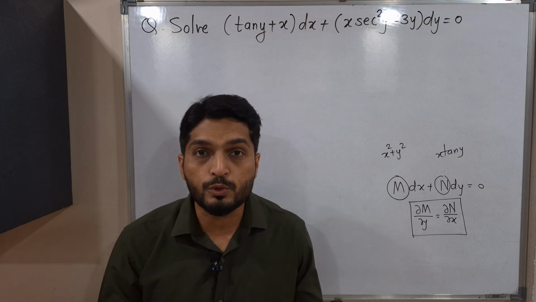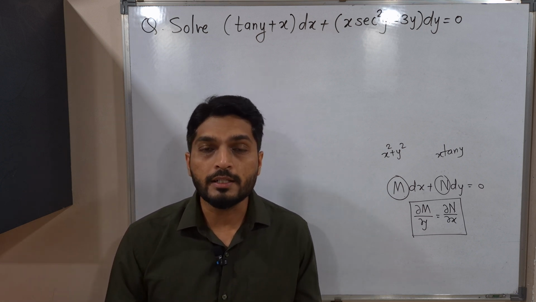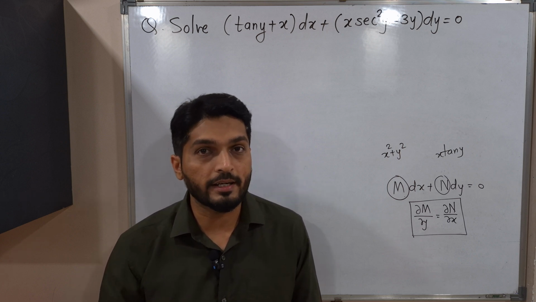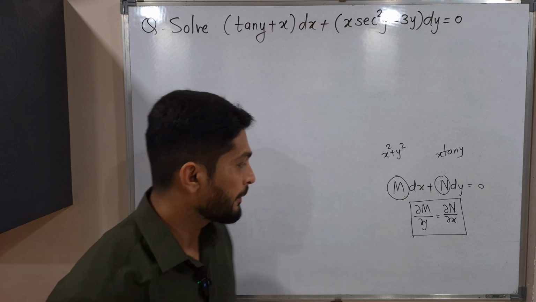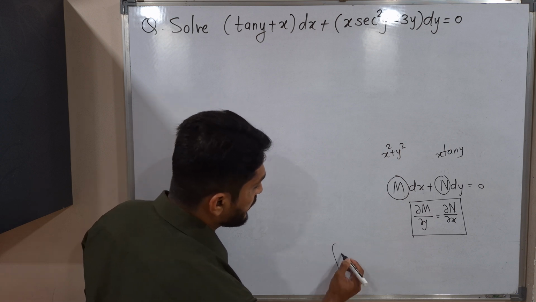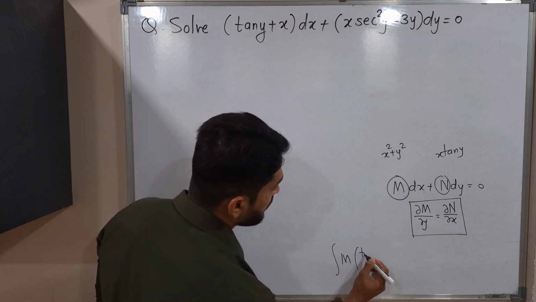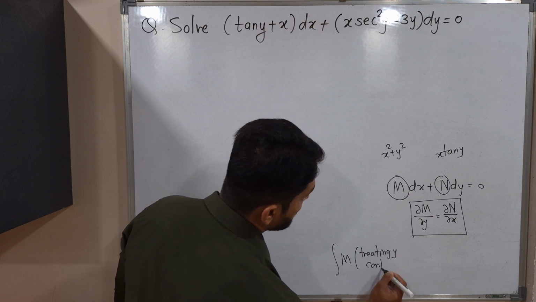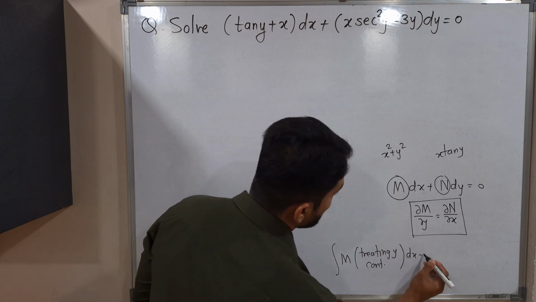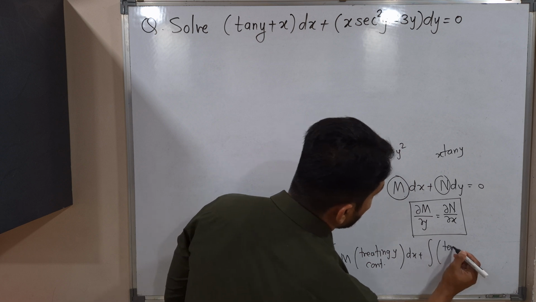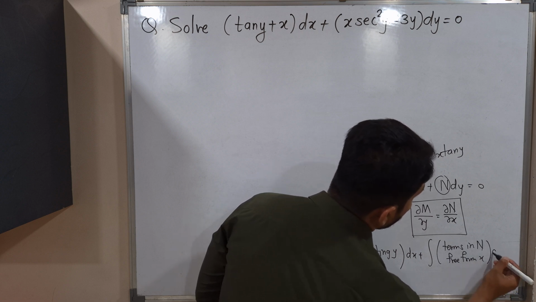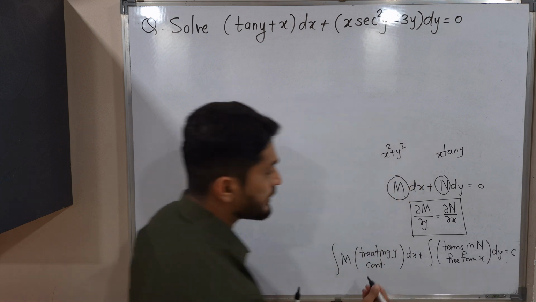Now the question is how to solve it. No need to worry. There is a fixed formula to find the solution of an exact differential equation. So let me write the formula. The formula is integration of M treating y constant dx, plus integration of terms in N free from x dy, is equal to c. So this is the solution.